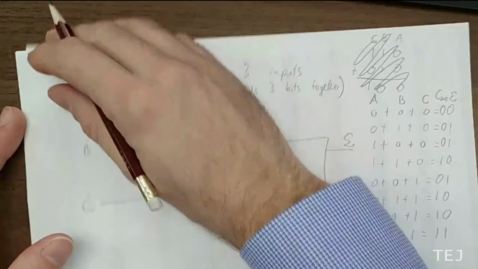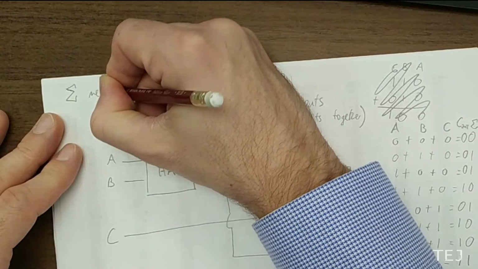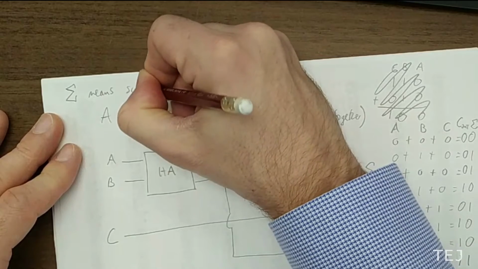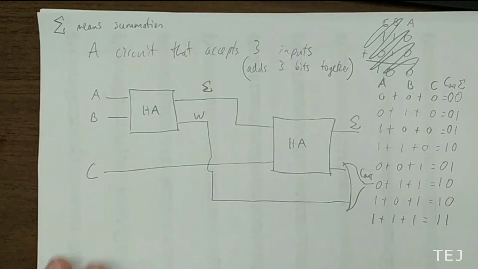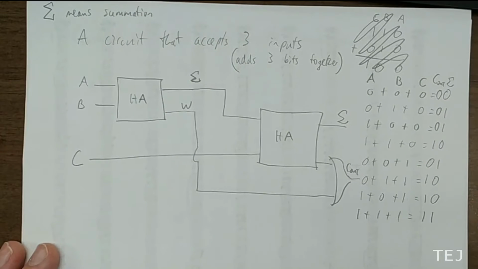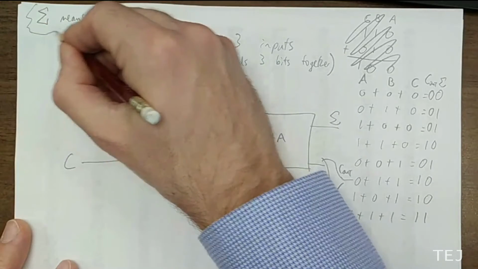So sigma, let me show you that. Sigma means summation. It's just a variable, okay? So it's just like A or B. We just happen to be using sigma, and that's just universally used. So don't worry about that so much. It's just a symbol.